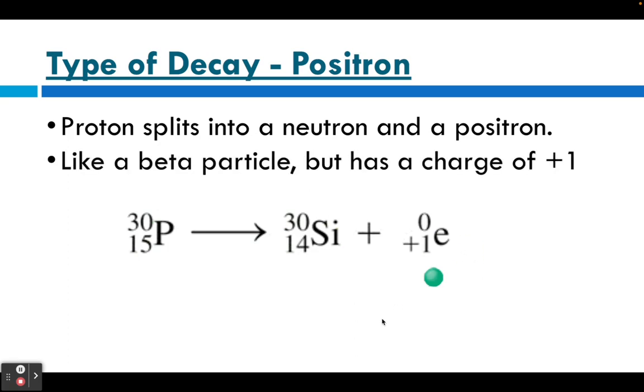So like a beta particle, which is that negative particle that looks like an electron, it's basically the same, but instead of having a negative charge, it has a positive charge. So think of it as a positive electron.